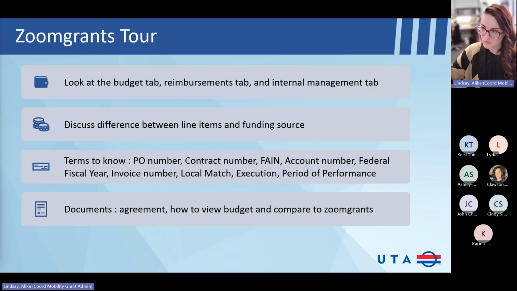Account number, you really don't have to worry about it. That's on our side. The federal fiscal year, you do need to know what you're billing for, which year, which grant you're billing for. Invoice number, we showed you where that is, so we'll talk more about that. Local match, that's the portion you pay. Execution, that's the date you signed your agreement. Oh, that was the other thing I forgot to show you.